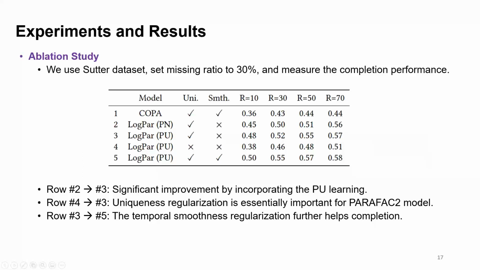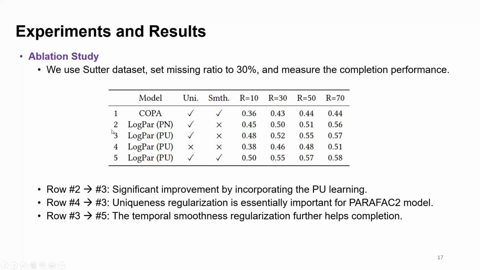Finally, we perform an ablation study. We use the Sutter dataset, set the missing ratio to 30%, and measure the completion performance. Here, PN represents positive-negative loss, which means we don't consider any missing data. This U means the uniqueness regularization, and this means the smoothness regularization.